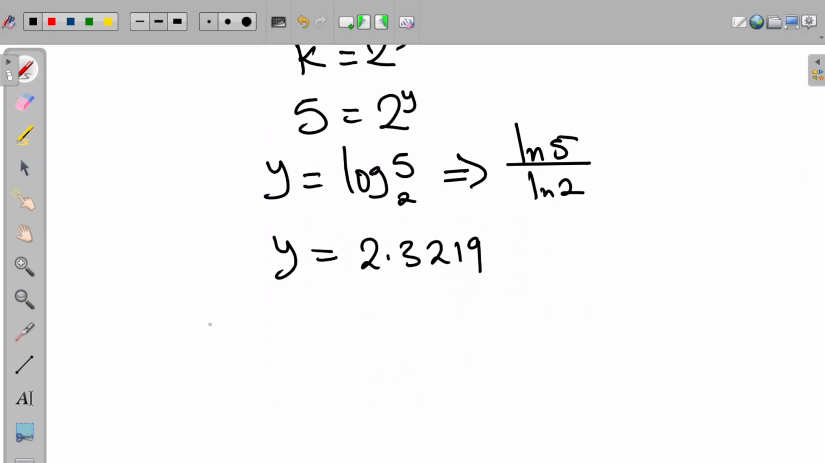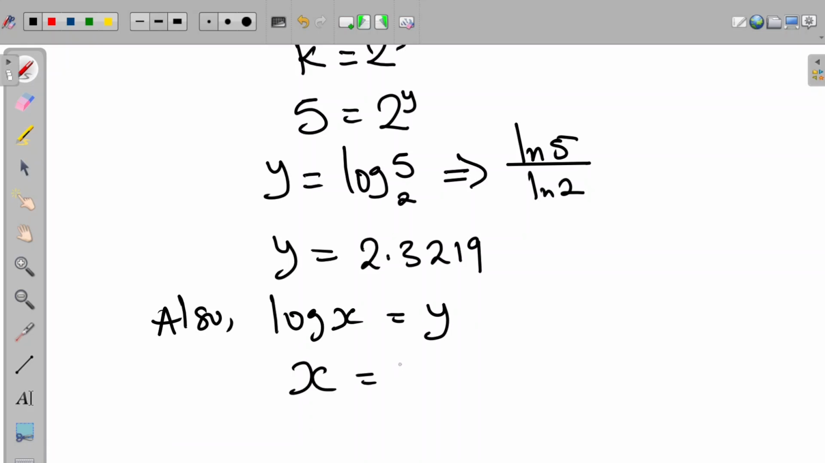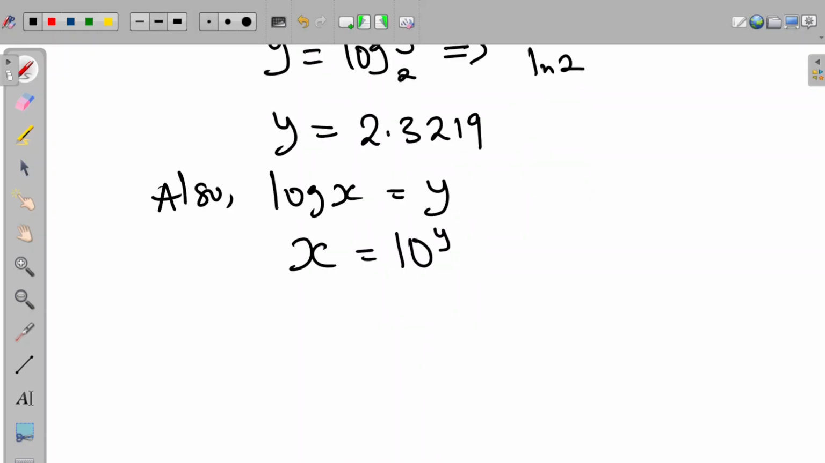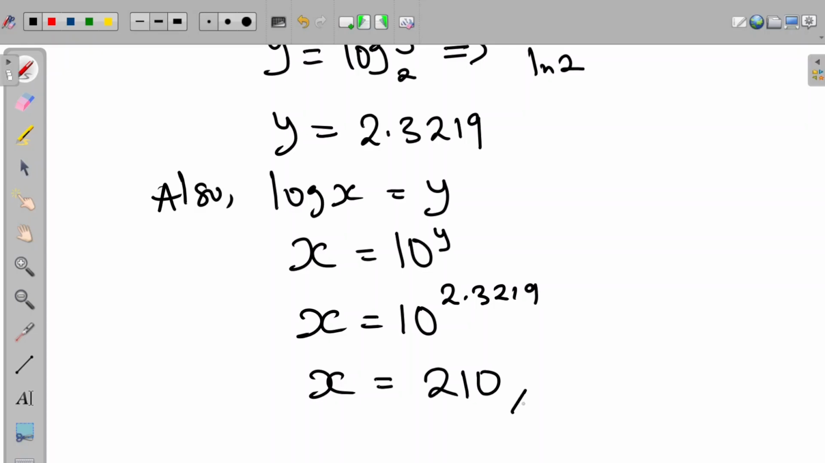But also, recall that log x is equal to y. So therefore, x is equal to 10 to the power of y. So x is equal to 10 to the power of 2.3219. So x is equal to 210. So at this point, we have been able to obtain a real value of x.